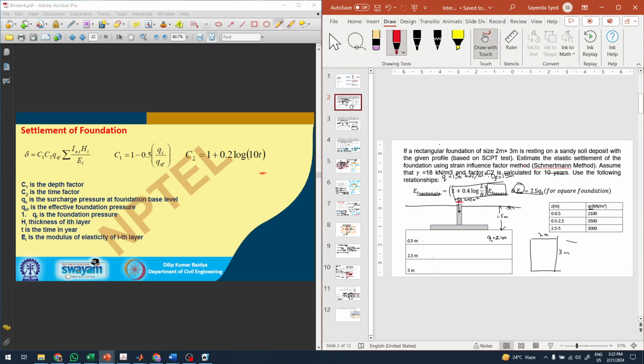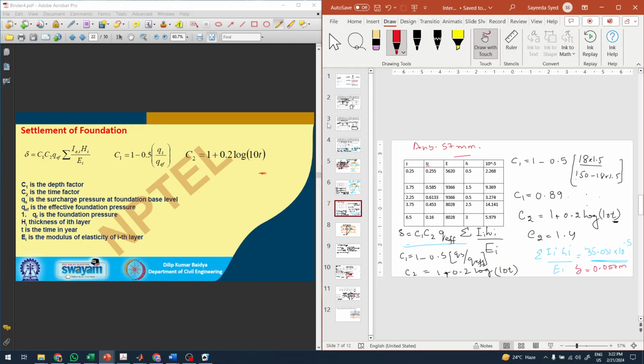I was going to do another question, but I believe it is better if we do it in the next session. So here the answer is, how much was it? 57 mm.